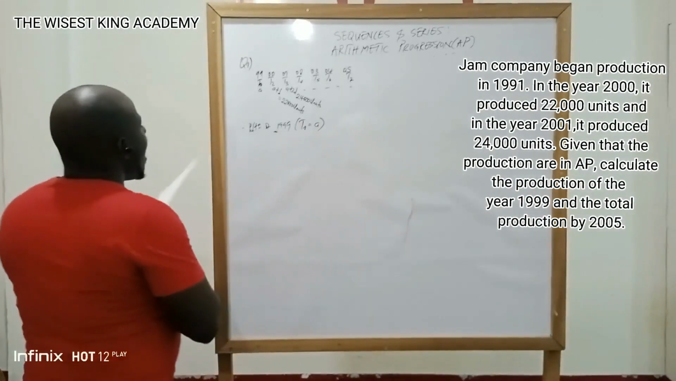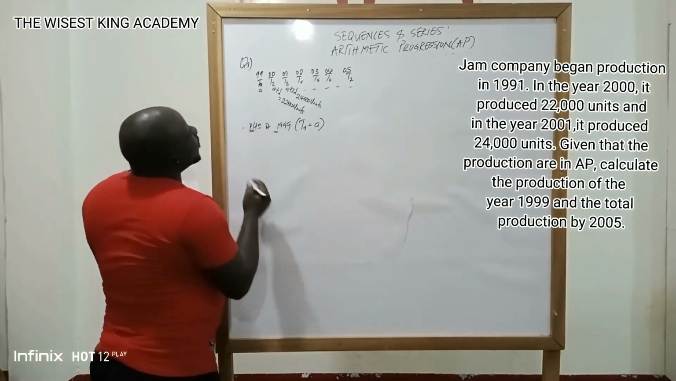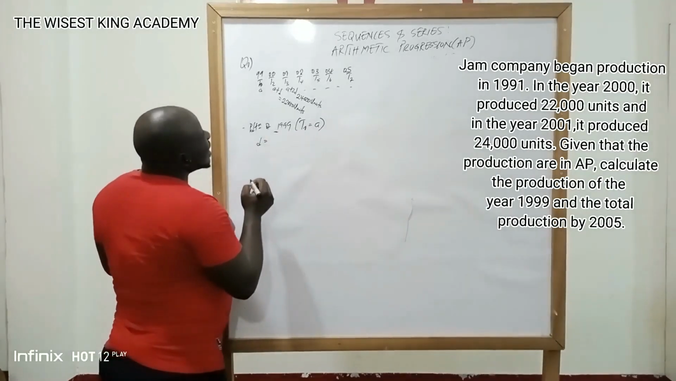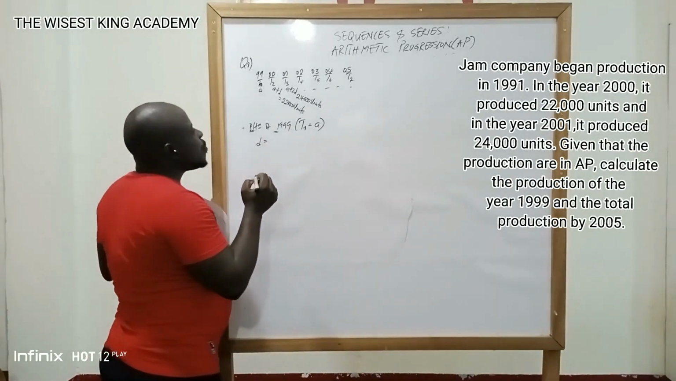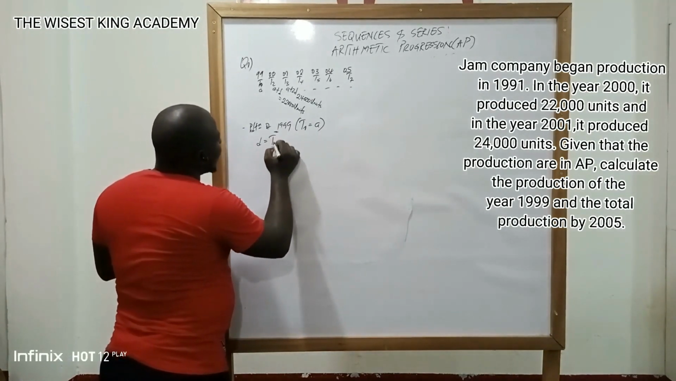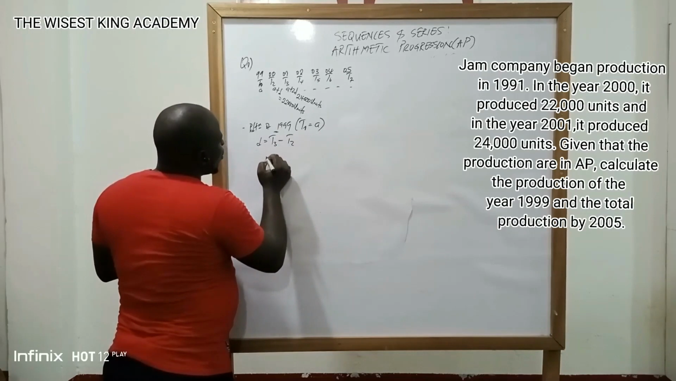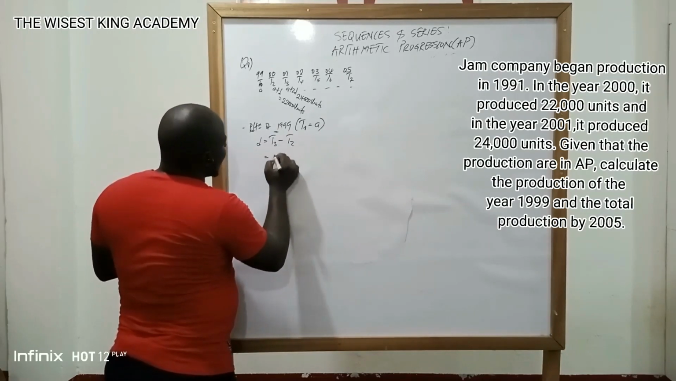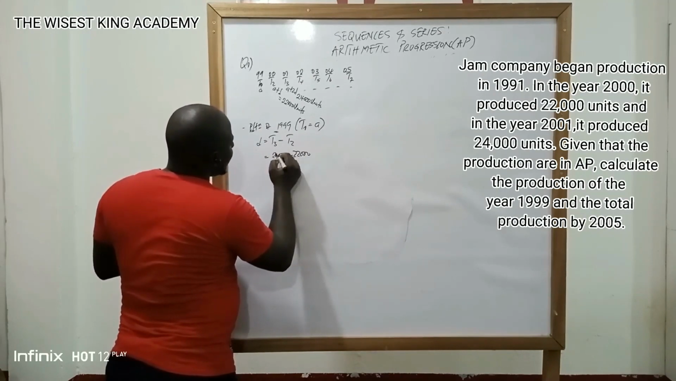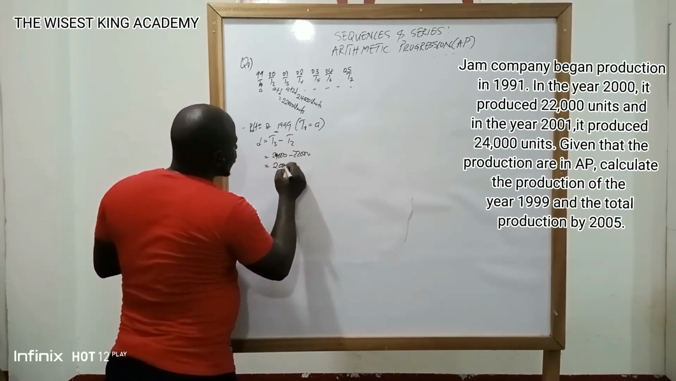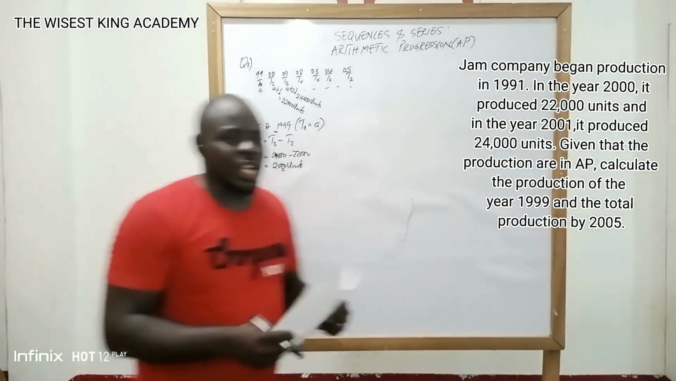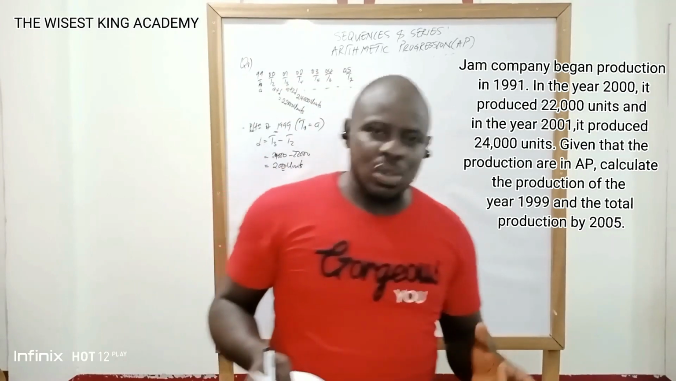Now, here, to calculate the production of 1999, we first of all need to calculate the common difference. And since they have given us two successive terms, production of 2001, production of 2000, that's T3 minus T2. That's going to give our common difference, which is actually 24,000 minus 22,000, which is actually 2,000 units. So it means every year, the production of jam company increases by 2,000 units.